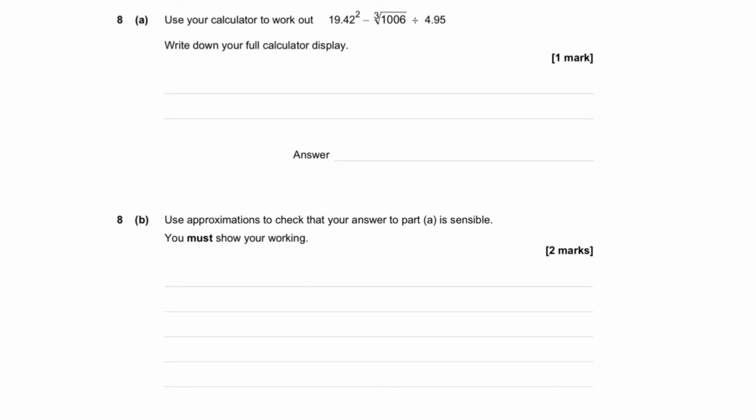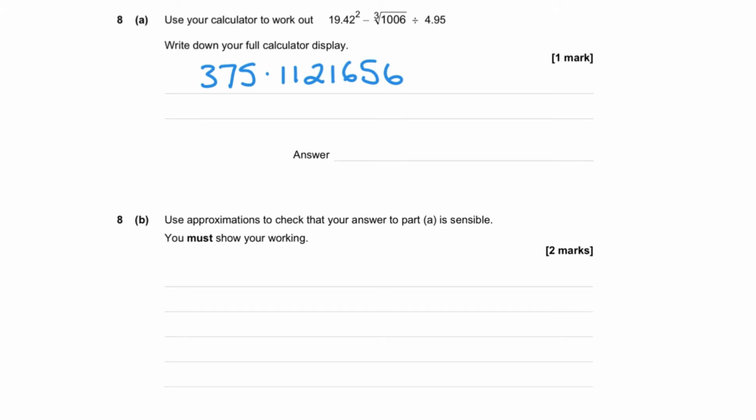So if you pop it all into your calculator, the full calculator display is 375.1121656. So part B says, use approximations to check that your answer to part A is sensible. You must show your working.